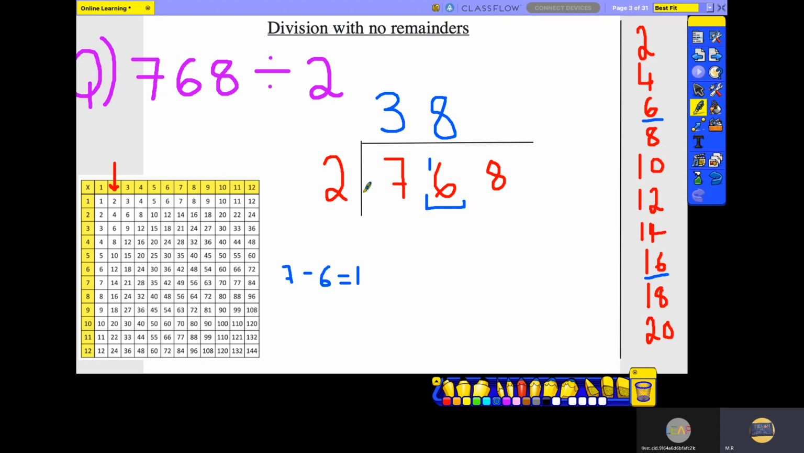Okay. Now, the final number that you're left with is, how many 2's go into 8? So 8, we can see obviously there, it goes directly into that. It's in the 2 times table. How many times is it? 2 times 1, 2 times 2, 2 times 3, and 2 times 4 without any remainders. So your final answer is 384. Okay, this is how to divide with no remainders.